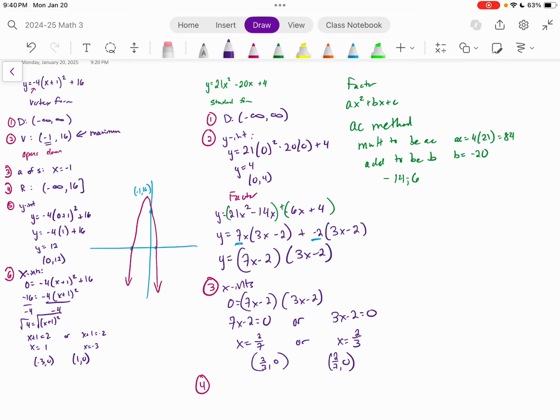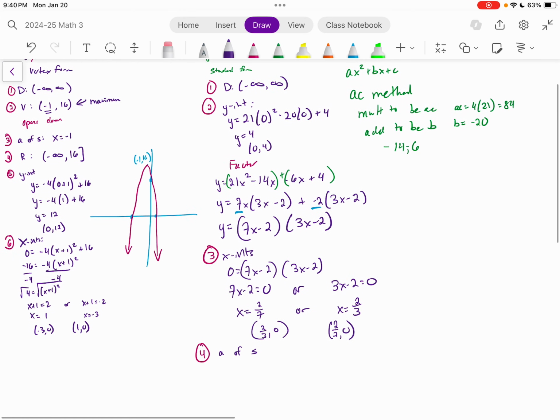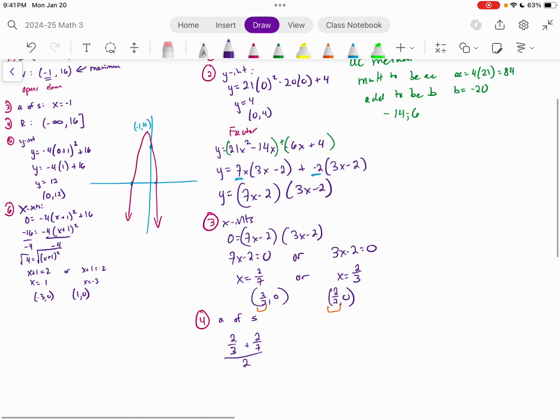I don't know. Let's try. Well, we know that the axis of symmetry has to be the average of these two things. So I know you guys love your fractions. So we want to find the average of 2/3 and 2/7. Well, we need to put them over a common denominator, right? 2/3 plus 2/7 over 2. That's really what we're trying to find here. So let's add those things.